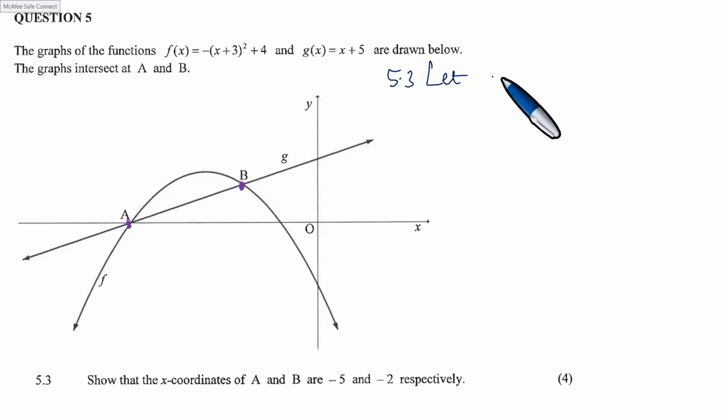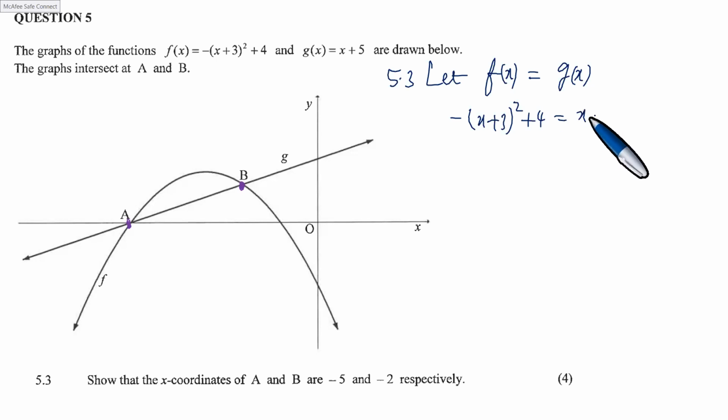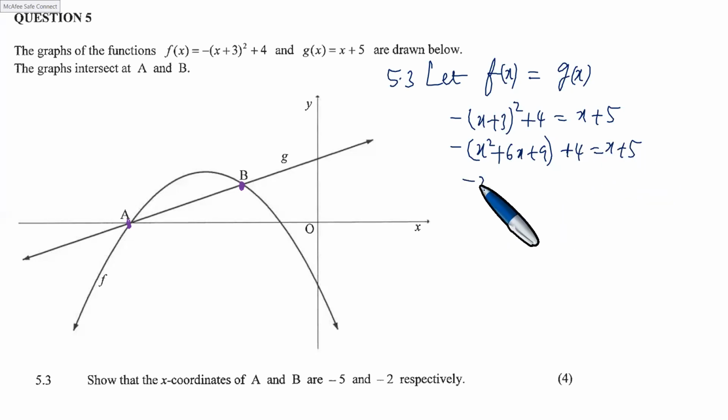We'll set f of x equal to g of x. So f of x is (x plus 3) squared plus 4. The g is x plus 5. So you square these. So this is x squared plus 6x plus 9 plus 4, which is x plus 5. Okay, we have this.